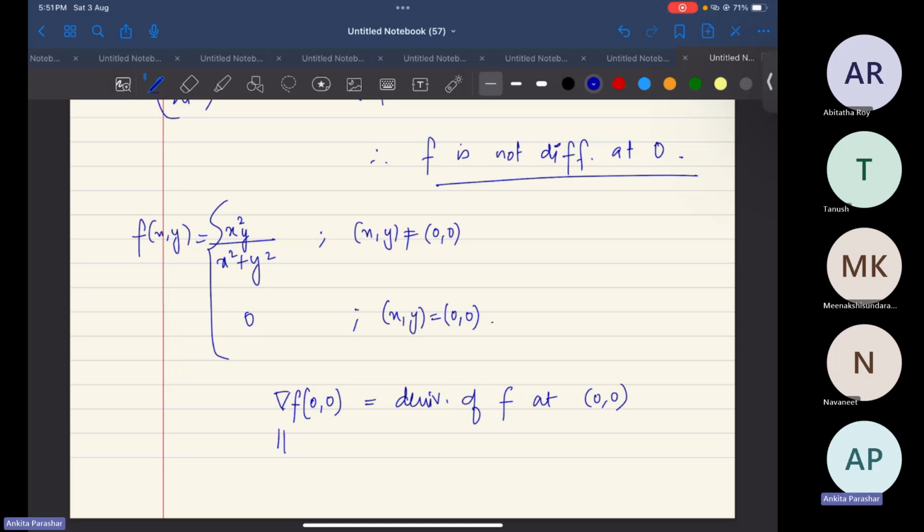And how do you compute the gradient of a function? It's just the partial derivatives with respect to the independent variables. In order to say that this exists, if you can argue that the partial derivatives do not exist, will that be enough?